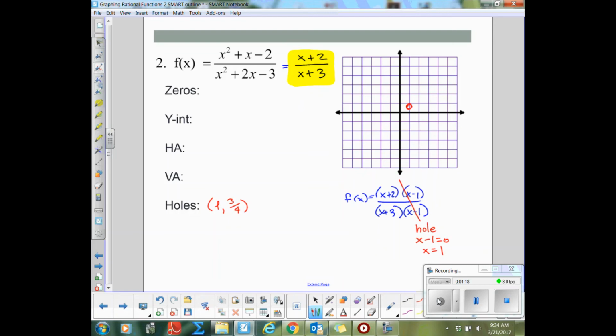Then we graph the rest of the characteristics based on the simplified function. Set the denominator equal to 0 for the vertical asymptote. Divide the function for the horizontal asymptote. X divided by x is 1. It doesn't matter what the remainder is.